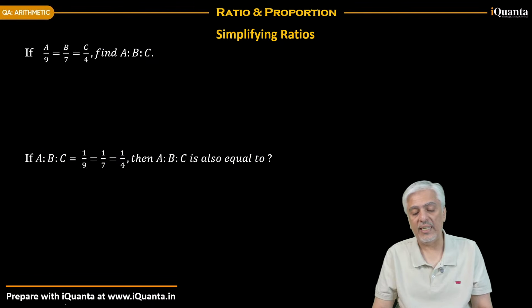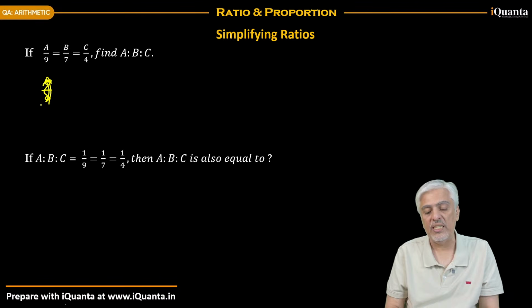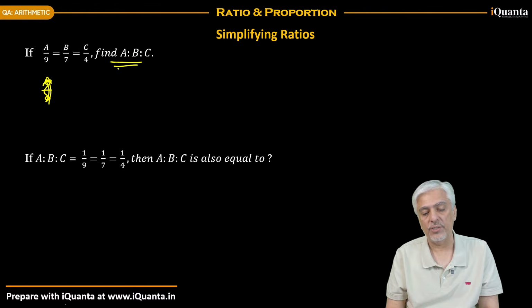Now let's do for 3. What will happen over here? A upon 9 is equal to b upon 7 is equal to c upon 4. Find a ratio b ratio c. Then the method to do this is what? Pay attention. When there are 3, the method changes a little bit.